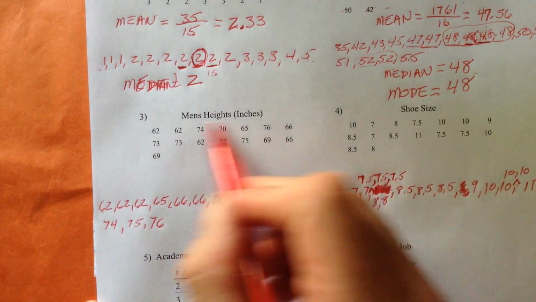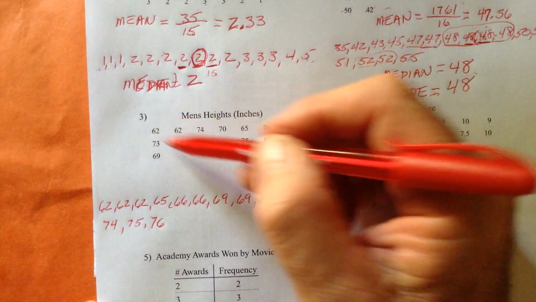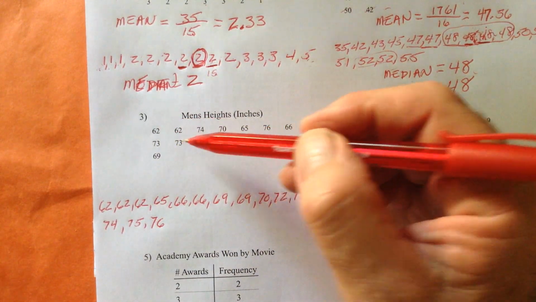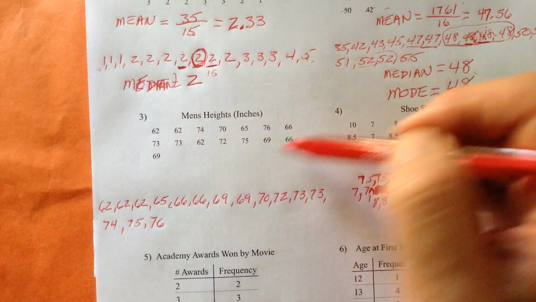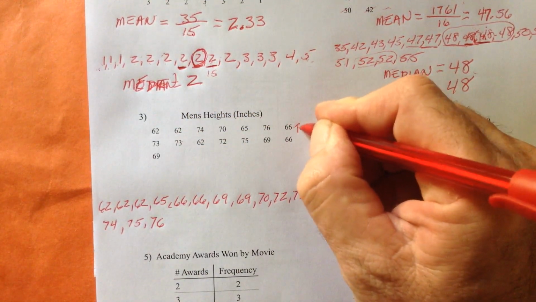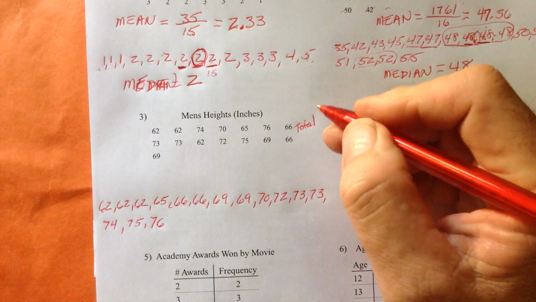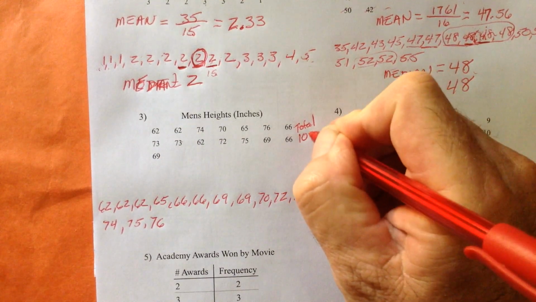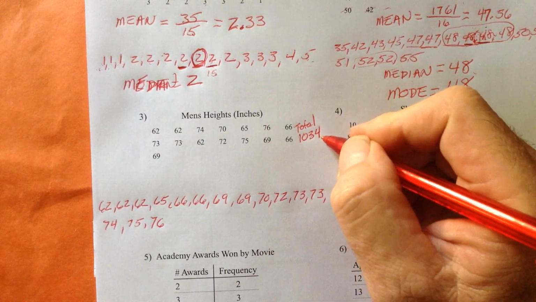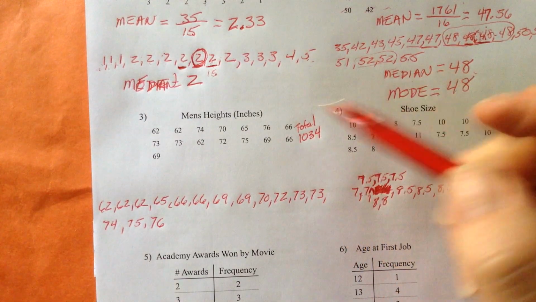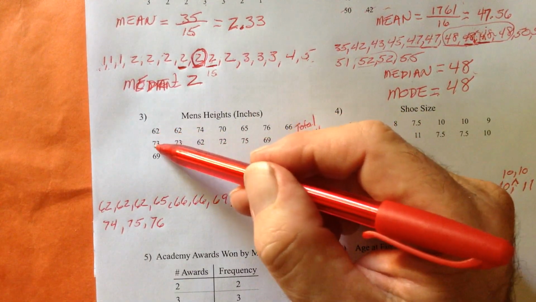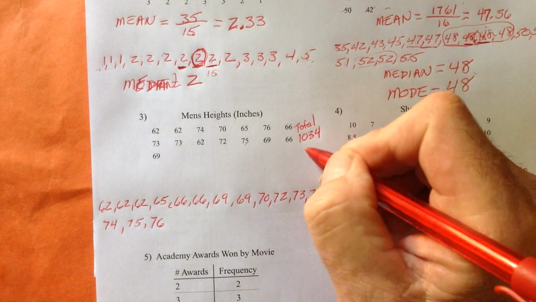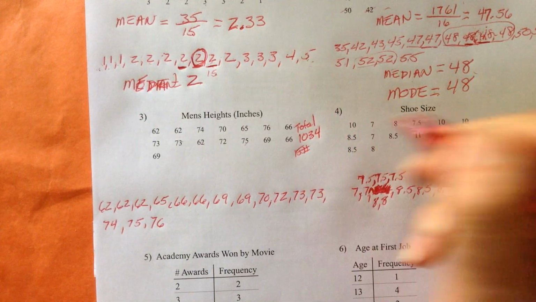Okay, here's the set of numbers. Adding them all up, 62 plus 73 plus 69 plus 62 plus 73 plus, you add them all up, I got a total of, let me look up what I got, 1,034. 1,034 was the total. And the number of numbers here, I got 1, 2, 3, 4, 5, 6, 7, 8, 9, 10, 11, 12, 13, 14, 15 of them. So I got 15 numbers.